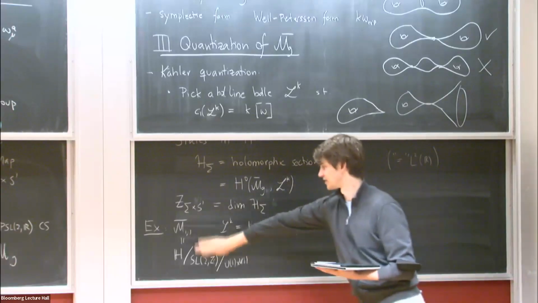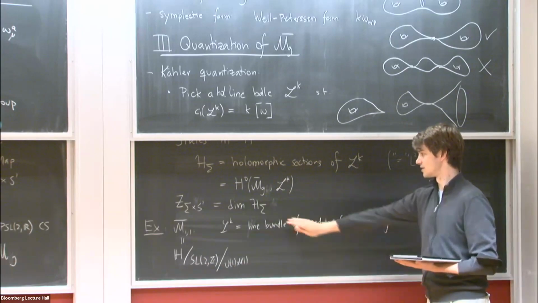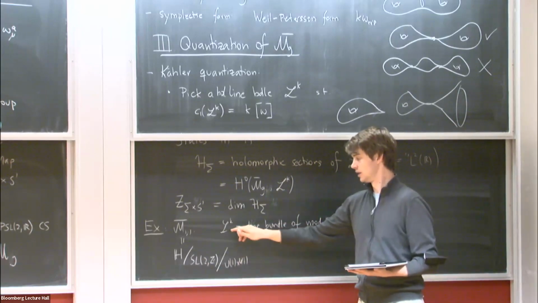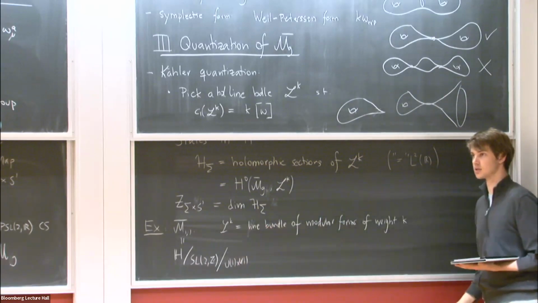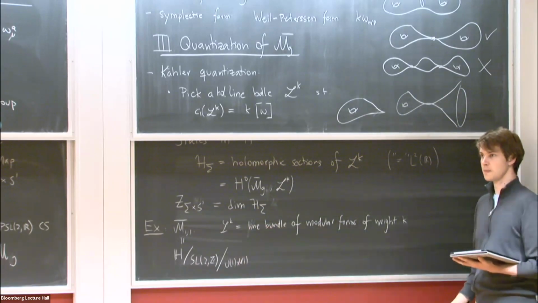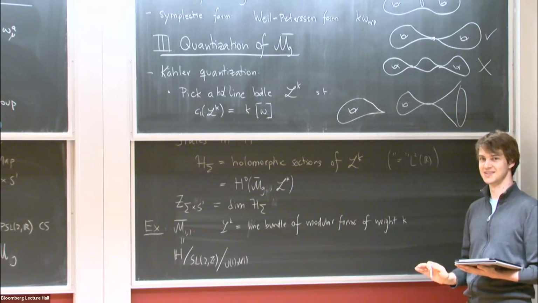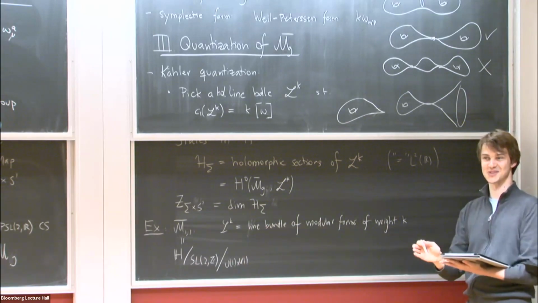So yeah, this is just a fancy way of saying this. And then the natural line bundle: there's essentially only one line bundle on M11, and it's this line bundle whose sections are modular. Okay, is that clear to everyone? I feel like it's not clear to Juan.